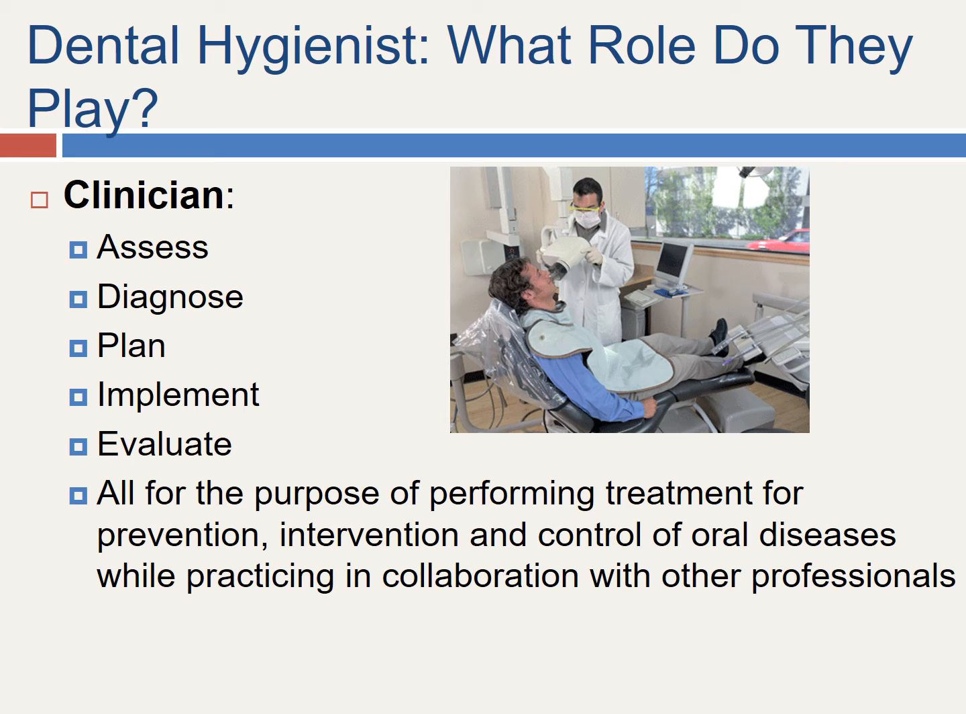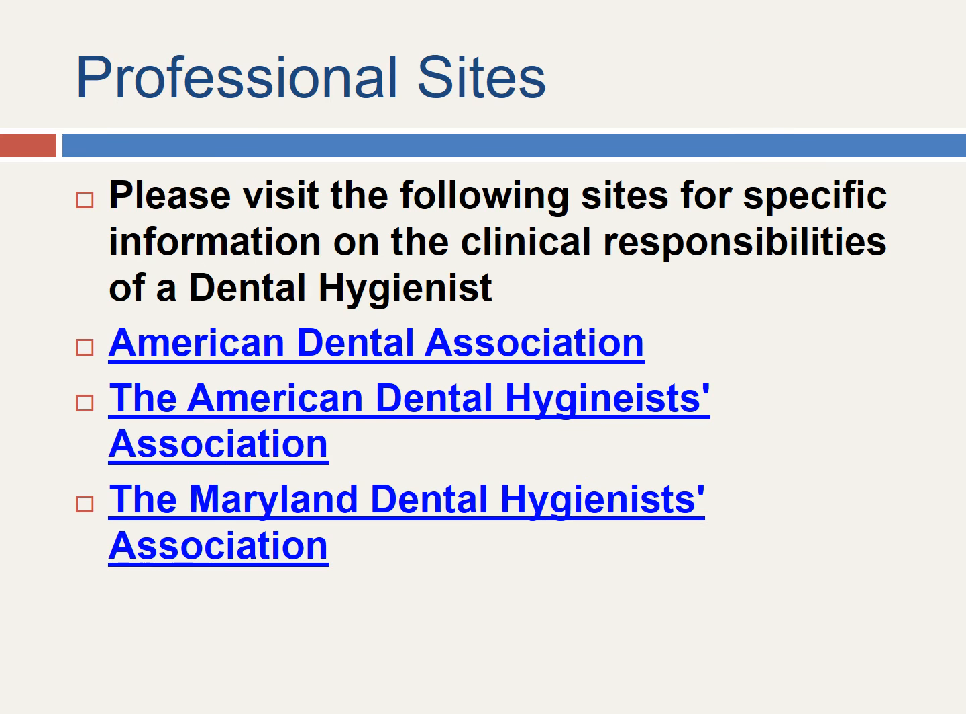Sometimes a patient may need a night guard or sports guard, which requires taking an impression of the teeth, pouring a model, and possibly sending it off to a laboratory or fabricating it yourself. You may need to decide on some preventative measures such as fluoride or sealants. The patient may also need counseling on oral habits, nutritional habits, oral home care, or even smoking cessation. Please visit the following sites for specific information on the clinical responsibilities of a dental hygienist.